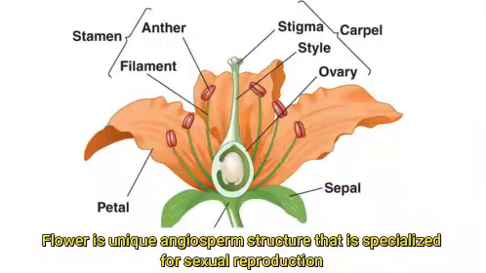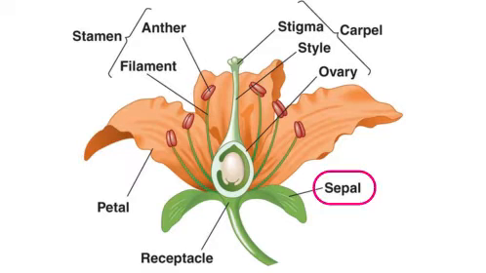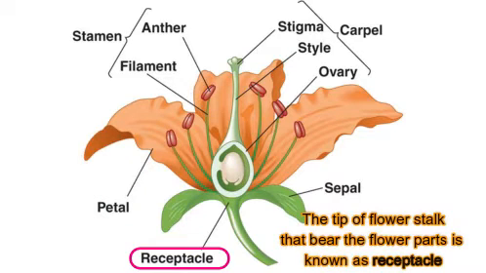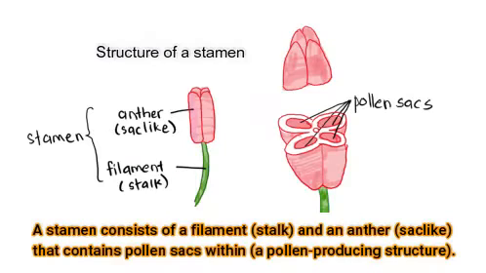Flower is a unique angiosperm structure that is specialized for sexual reproduction. The four kinds of floral organs are sepal, carpel, stamen, and petal. The tip of the flower stalk that bears the flower parts is known as the receptacle. Stamen is a male reproductive organ of a flowering plant. The stamen consists of a filament and an anther that contains a pollen sac, which is a pollen-producing structure.